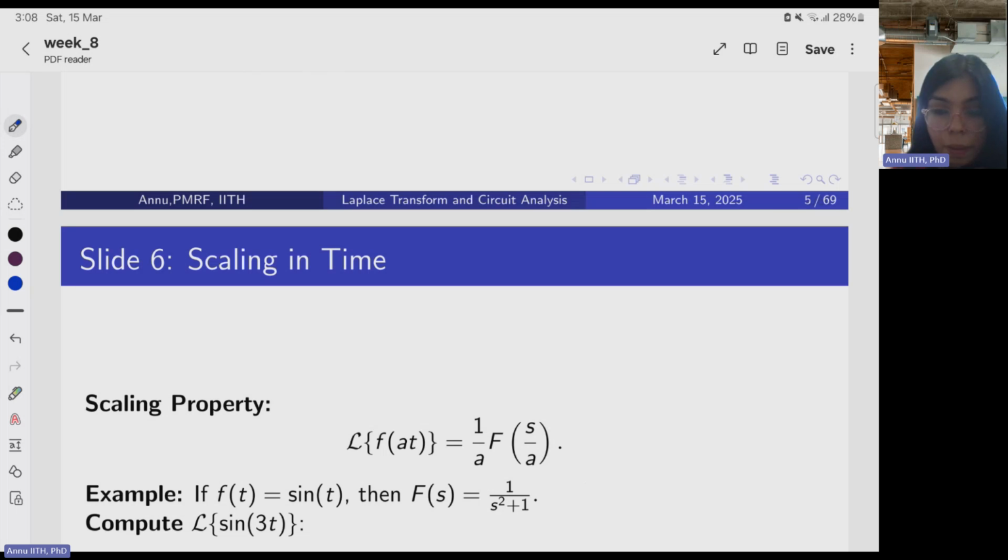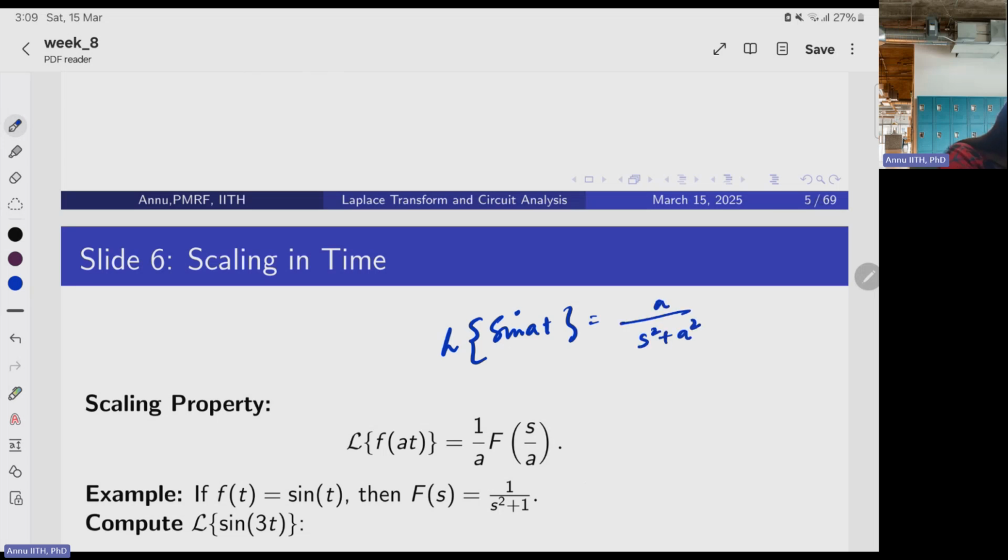So we know the scaling property, what is that? It's L of f of at is equal to 1 upon a F of s by a, as we know. Okay, so if f(t) is equal to sine of t, then F(s) is equal to 1 upon s squared plus 1. As we know, Laplace transform of sine at is a divided by s squared plus a squared.